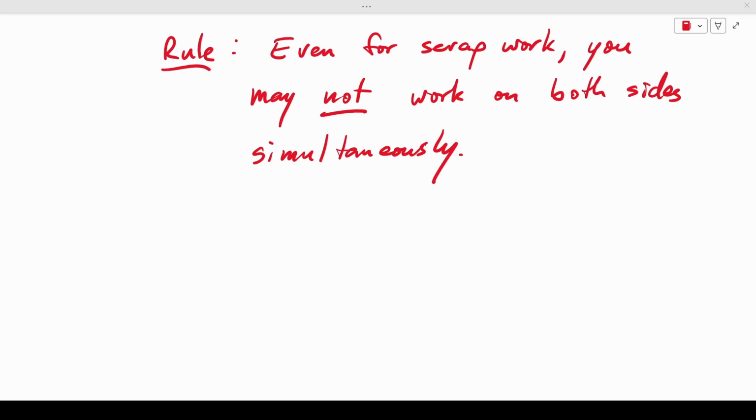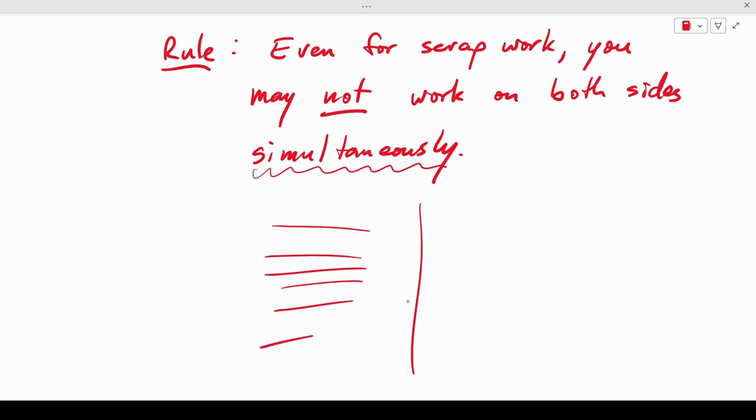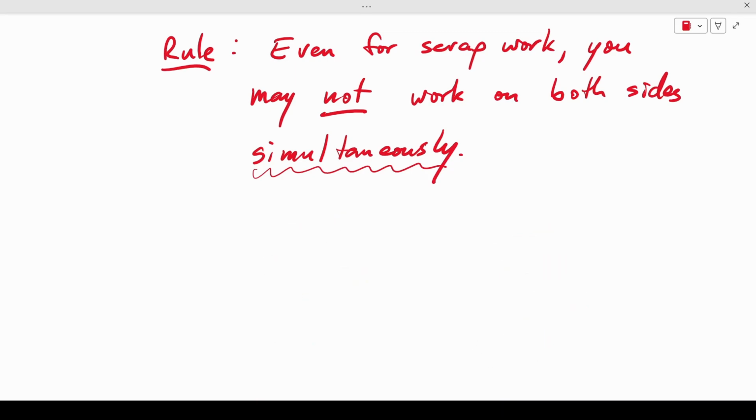So I'm going to add in a rule here just to be super explicit. Even for scrap work, you may not ever, under any circumstances, work on both sides simultaneously. Okay? You can work on this side by itself and work on this side by itself in scrap paper, and then use that technique I just showed you to make a good proper proof. But you may not, under any circumstances, do the same thing to both sides of the equation. That will not lead to a correct proof.